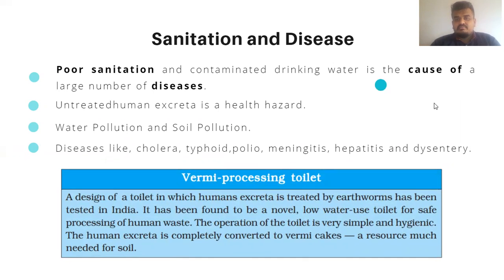Why? Because poor sanitation and contaminated drinking water are the cause of a large number of diseases, like cholera, typhoid, polio, meningitis, hepatitis, and dysentery. Hepatitis is inflammation of the liver. Hepatitis and dysentery are also diseases caused by bacteria or fungi in contaminated drinking water.